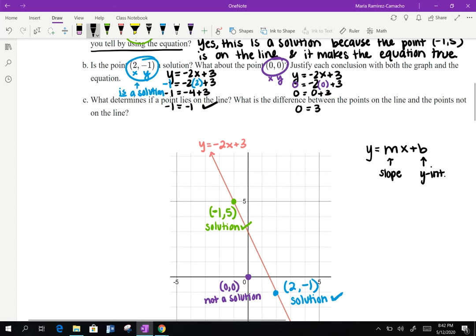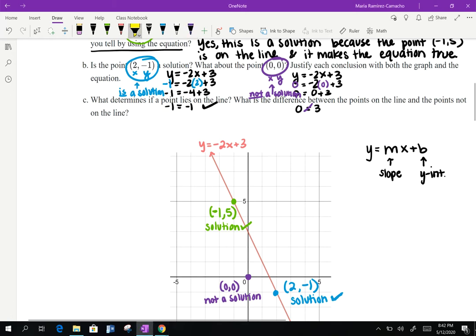Let's see, here 0 does not equal 3, and so this is not a solution. We already knew that, but now we're confirming. Okay.